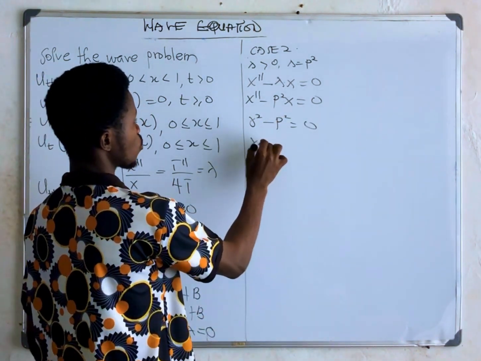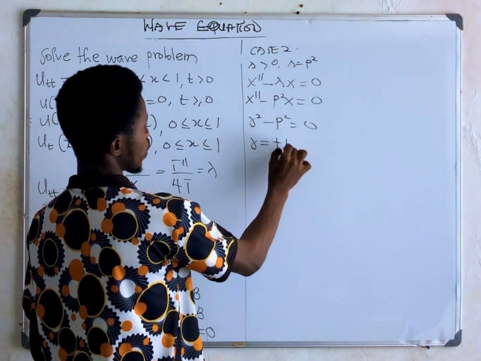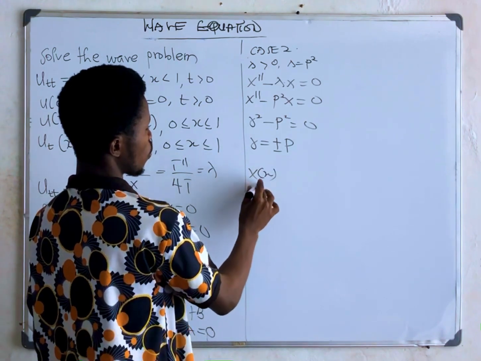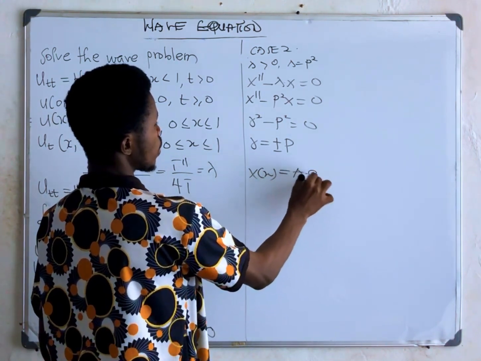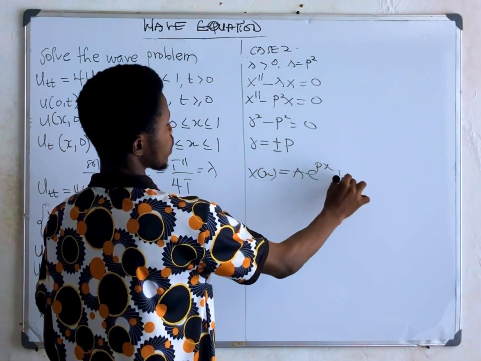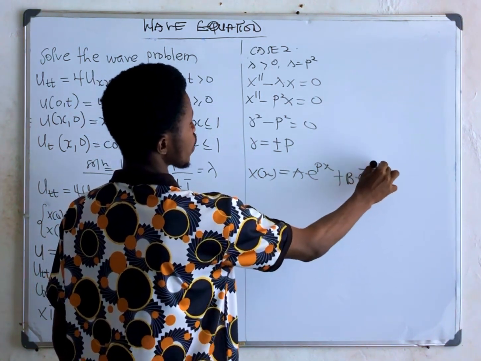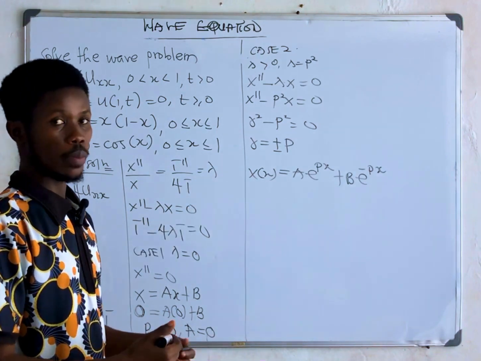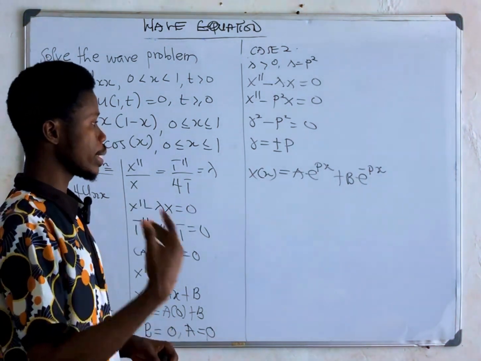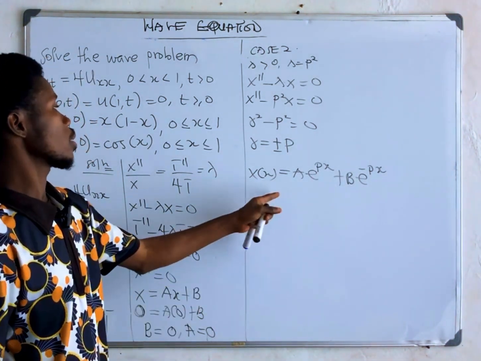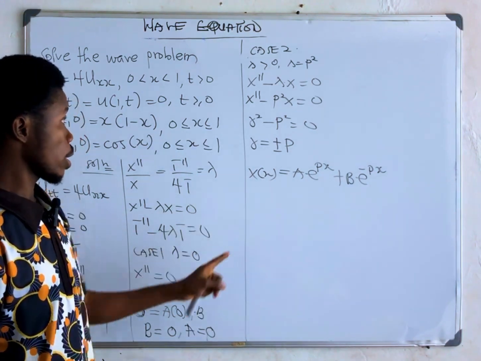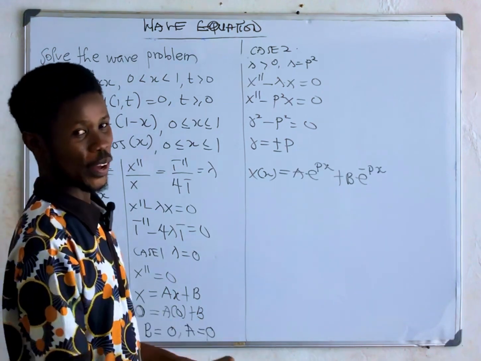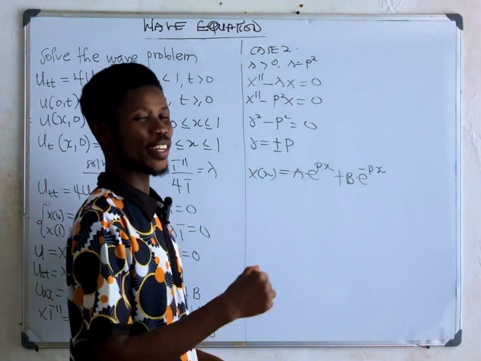So I'm going to have r equal to plus or minus p. So the solution becomes X(x) equals a e to the power px plus b e to the power negative px. The reason why I'm writing this directly is that I explained it in my previous video on the heat equation when I was solving it. Now let's move on.